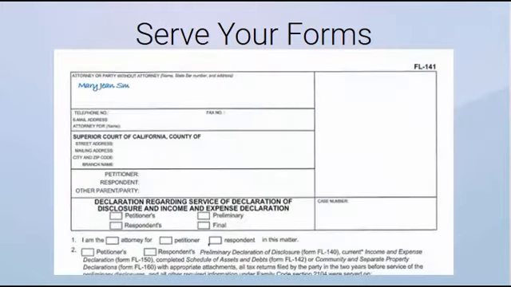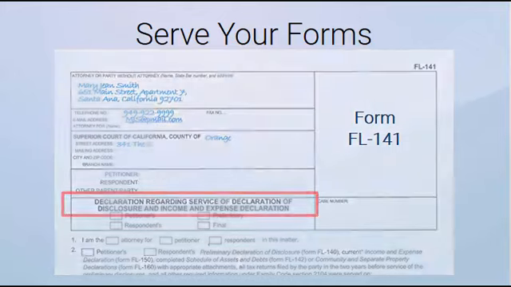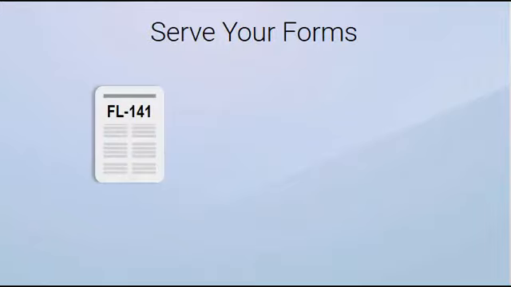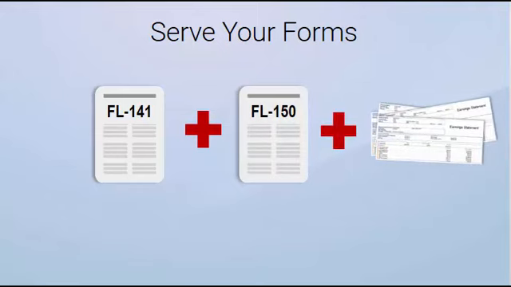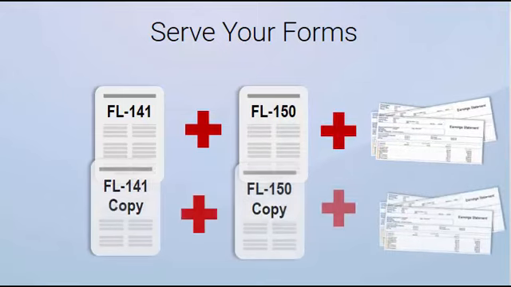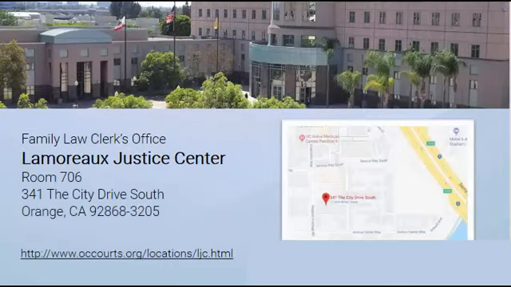Fill out the declaration regarding service of declaration of disclosure and income and expense declaration, which is Form FL-141. The FL-141 and your FL-150 with 2 months of pay stubs will need to be filed with the court, so make a copy of these forms and take them to the clerk's office at the Lamoureux Justice Center.